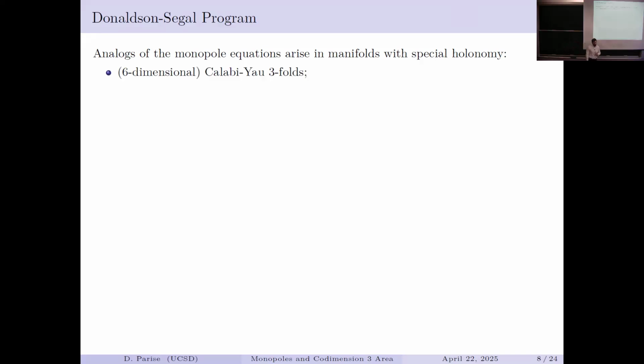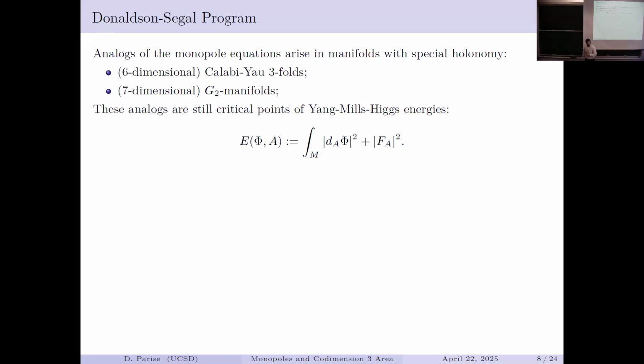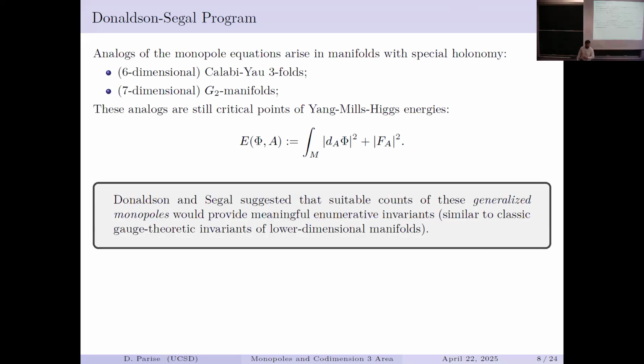more interest coming from the so-called program of Donaldson and Segal, which says, and I'll define what these generalized monopoles are, that versions of these equations, these generalized monopoles, arise in manifolds with special holonomy. In particular, I want to consider two settings: Calabi-Yau threefolds, which are 6-dimensional manifolds, and 7-dimensional G2 manifolds. These are very specific settings, where the manifold has special holonomy. These generalized monopole equations also arise as critical points of the Yang-Mills-Higgs energies. And Donaldson and Segal suggested that suitable counts of these generalized monopoles would provide enumerative invariants.